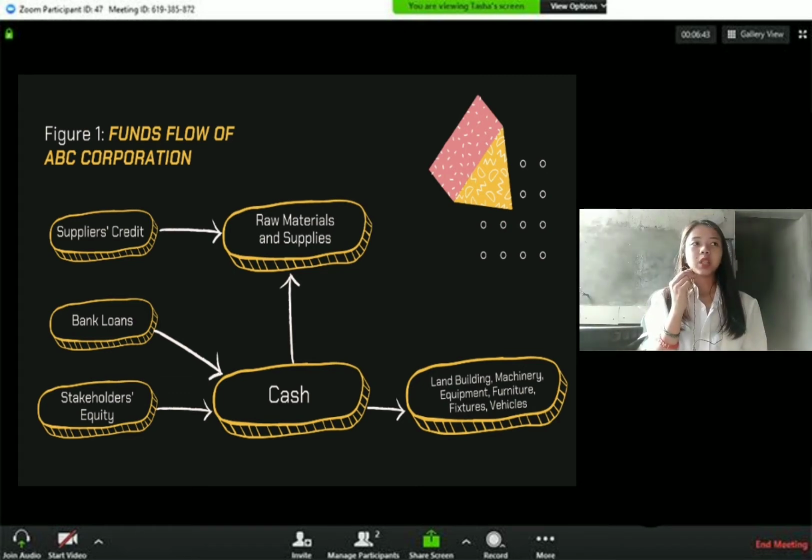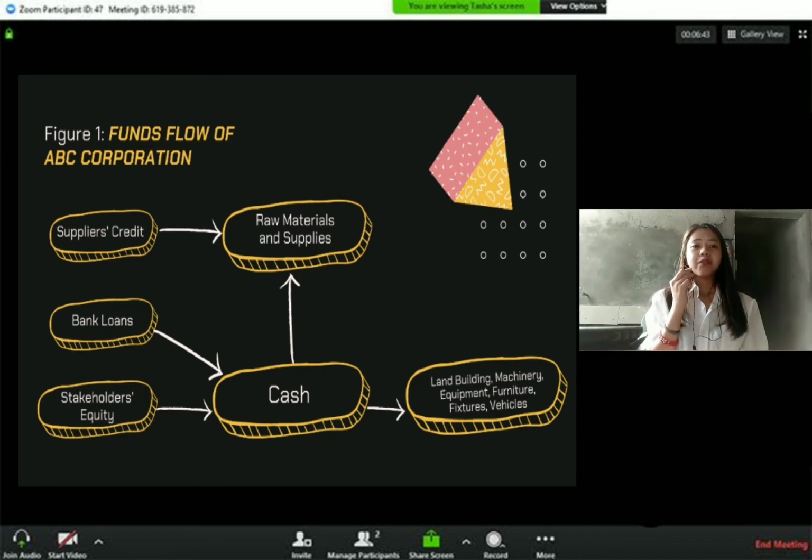ABC Corporation may need more money and borrow it from the bank, which provides loans that the corporation would have to pay back in terms of principal payments and interest expenses. Assuming that ABC Corporation is a manufacturing one, there is a third source of funds, which is the suppliers. These suppliers will give raw materials and other supplies to the corporation, to be paid later.